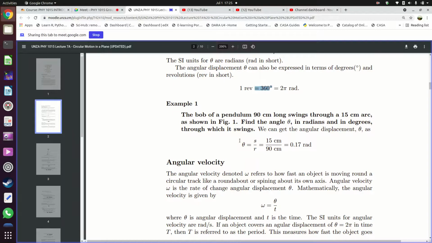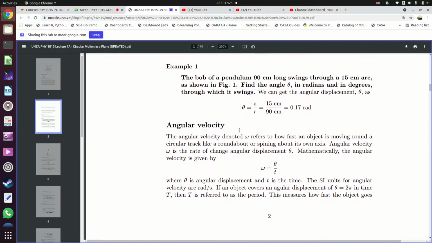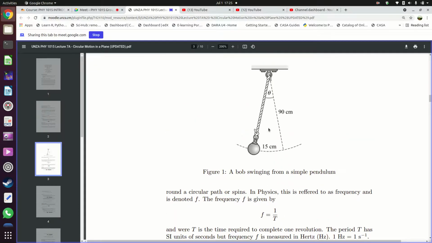For example, if you look at example number 1, a bob of a pendulum 90 centimeters long swings through a 15 centimeter arc as shown in figure 1. Find the angle theta in radians and in degrees through which it swings. So if you look at what we have, basically the diagram is here. You have a pendulum with a length of 90 centimeters, and this bob is swinging through an arc of 15 centimeters, an arc which has a length of 15 centimeters.